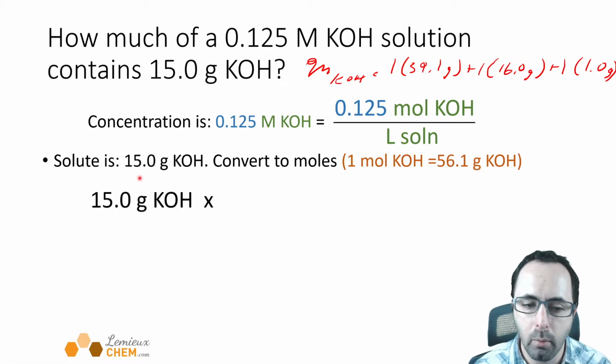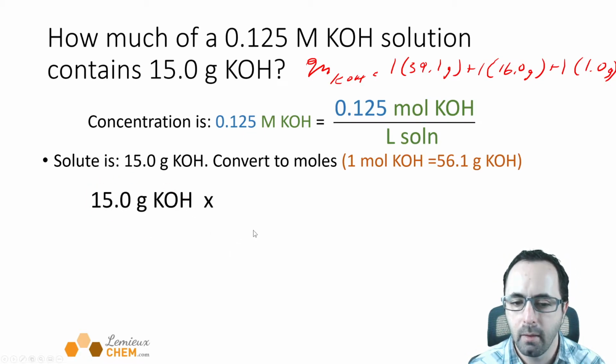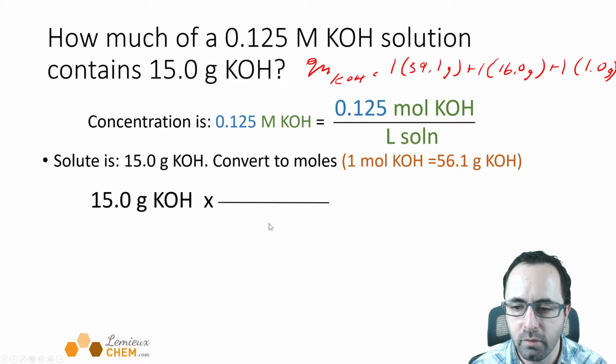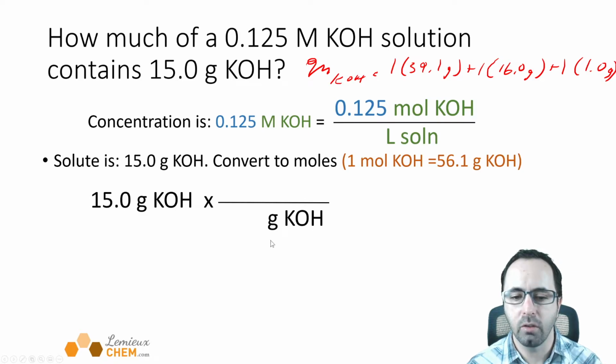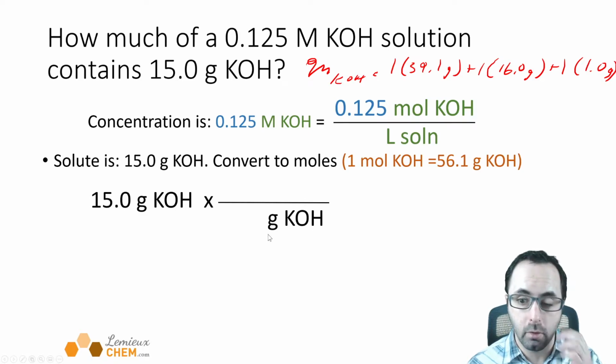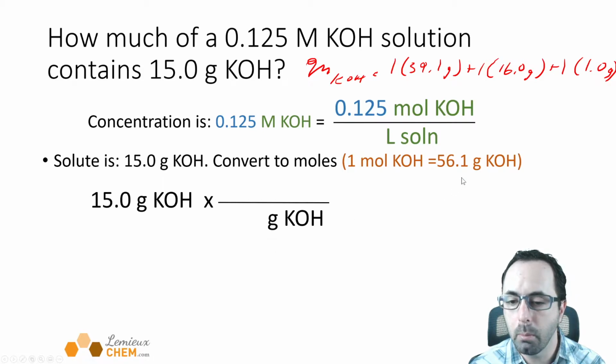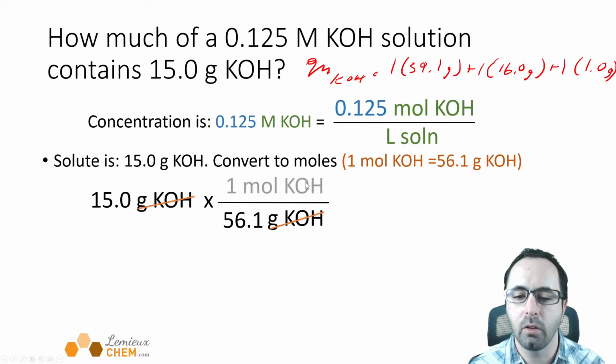So we're going to start by writing the 15 grams. Now, when we apply our conversion factor, we need to make sure the unit down here cancels with the unit right here. So we put the grams of KOH. And we want to convert those to moles. And so we're going to put 56.1 grams of KOH right here. And then on the top will be 1 mole of KOH. 56.1 right here. And the top is 1 mole of KOH, and our grams of KOH cancel.